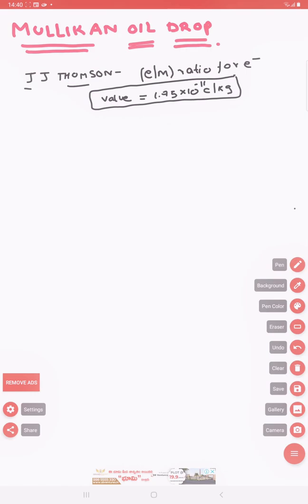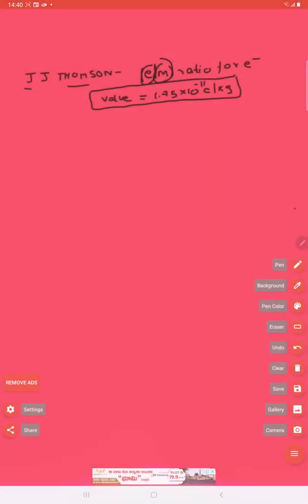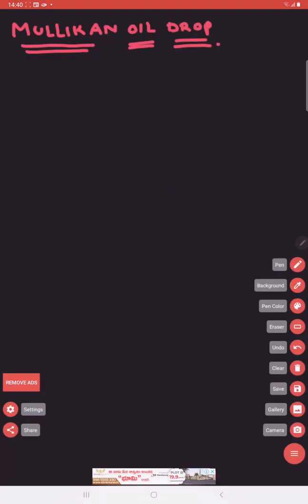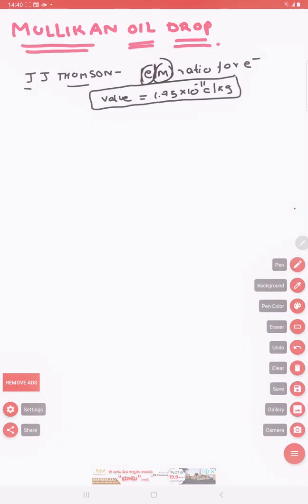So the question arises of finding the electron's charge separately and mass separately. There is a quest to find them out, and so Millikan conducted the oil drop experiment. Firstly, the Millikan oil drop.